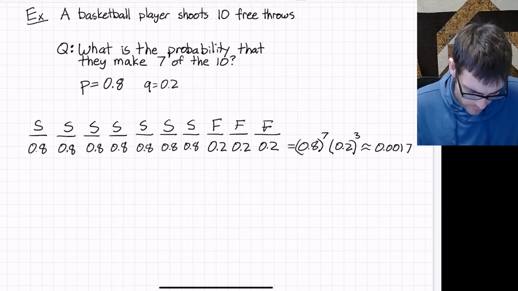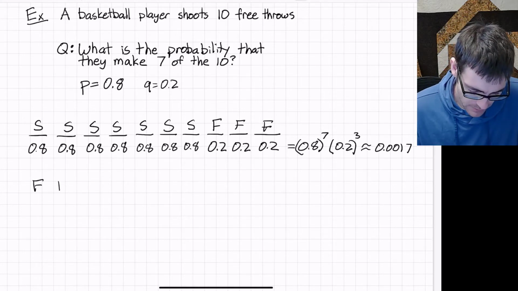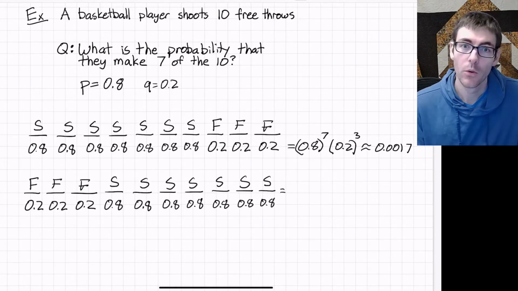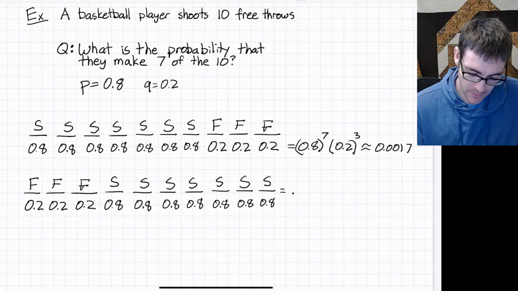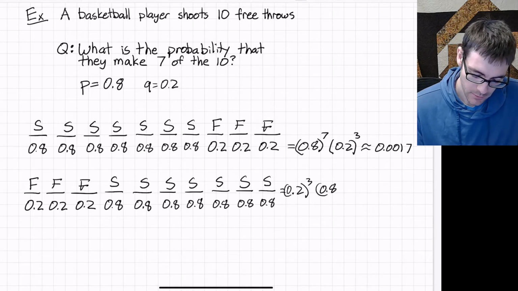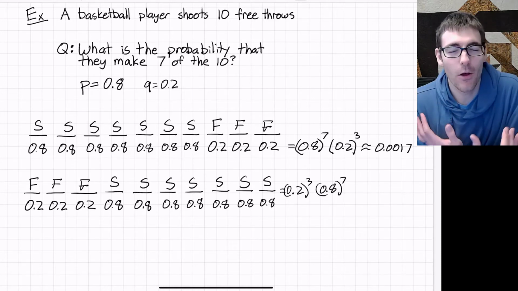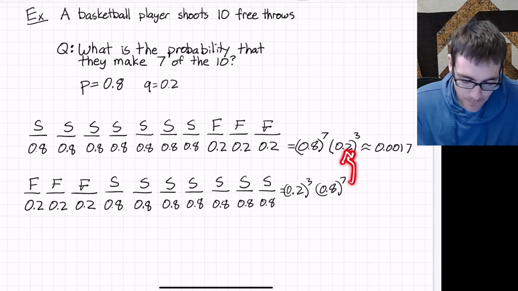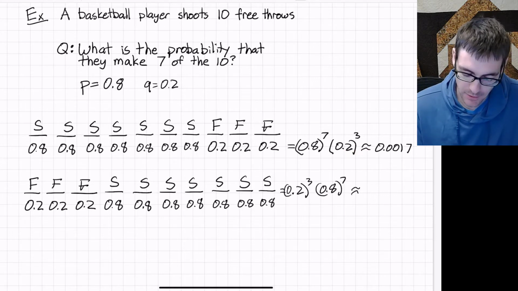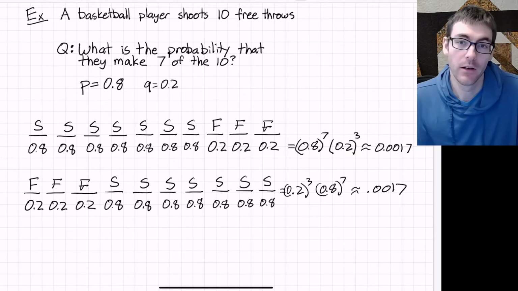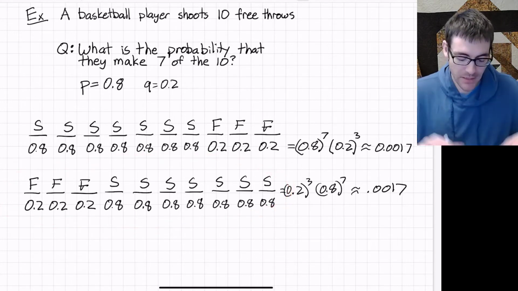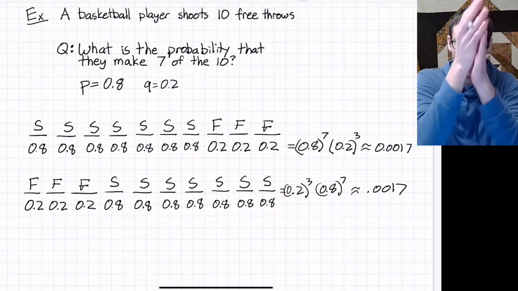So let's write out one of these. Maybe we could say, all right, we miss 3, and then we make the next 7. Which ends up being, well, 3 copies of 0.2 and 7 copies of 0.8. Which, since we're multiplying all these things together, is really just the same thing as this previous piece. So again, we've got approximately 0.0017 probability of this specific event occurring. This specific outcome of 3 misses, and then 7 makes.